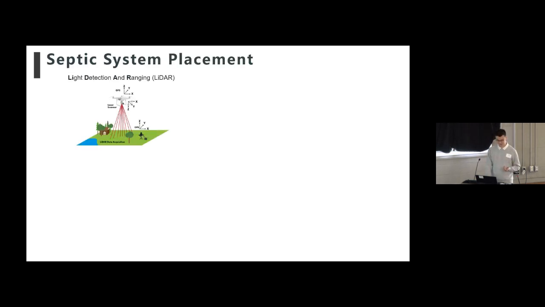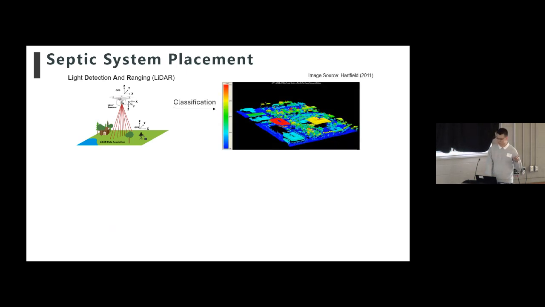For my methodology, I first need to find the rural houses with septic systems. To find those houses, I first use LiDAR data to do a classification to filter all the objects above the ground. Here is the raw LiDAR point cloud data. You can see all the stuff above ground are the buildings and trees. The first step is to retrieve those features.